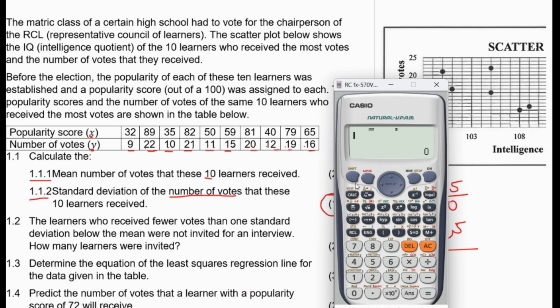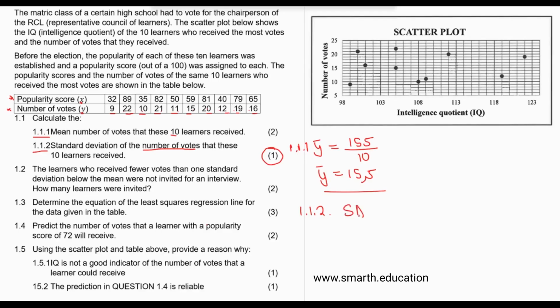Then press AC, then shift 1, and then we're looking for VAR, which is 4. And for the standard deviation, you look for this symbol here, which is number 3 in this case. And then equals. We're getting 4,588802789. And then we can round off to 2 decimal places, which is 4,59. So the standard deviation is equal to 4,59.